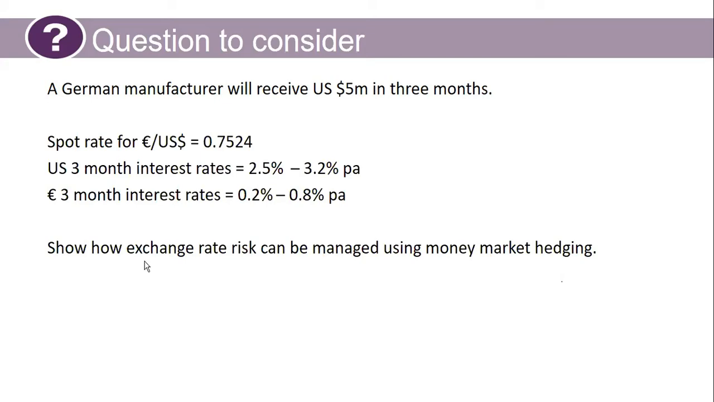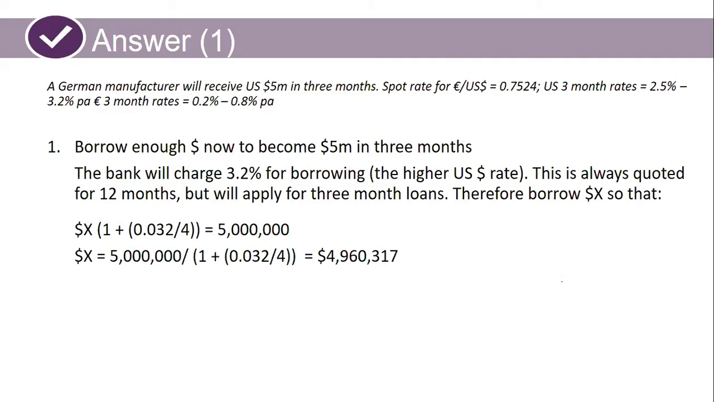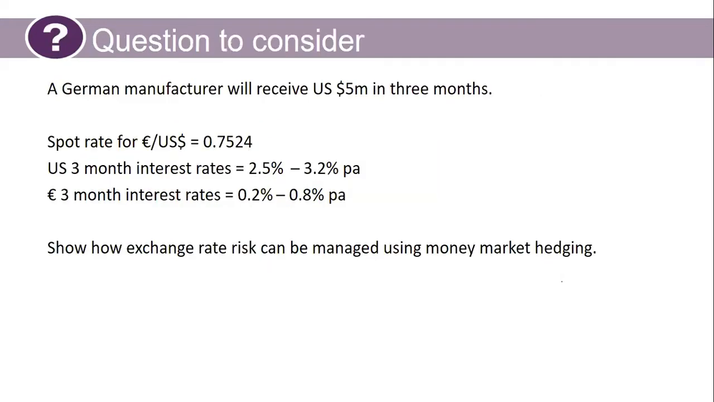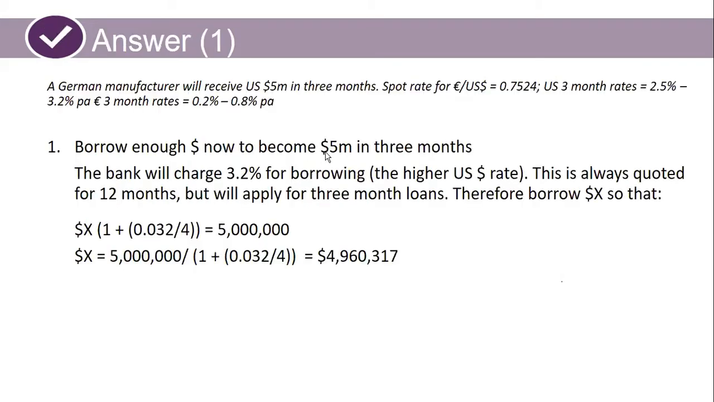Show how exchange rate risk can be managed using money market hedging. So you borrow enough dollars now to become 5 million in 3 months. The bank will charge 3.2% for borrowing, because these are two rates. This is if you put money into the bank, they give you. If you take money, they charge you. Bank has two interest rates, one which they give, one which they take. And of course, which they take is more. So 3.2% is your rate. You have to pay to the bank.